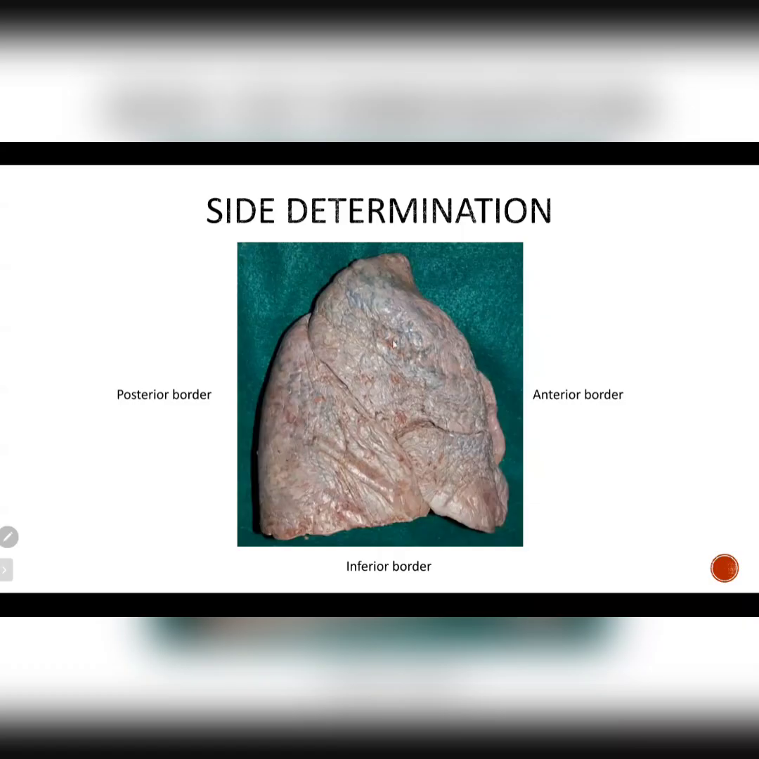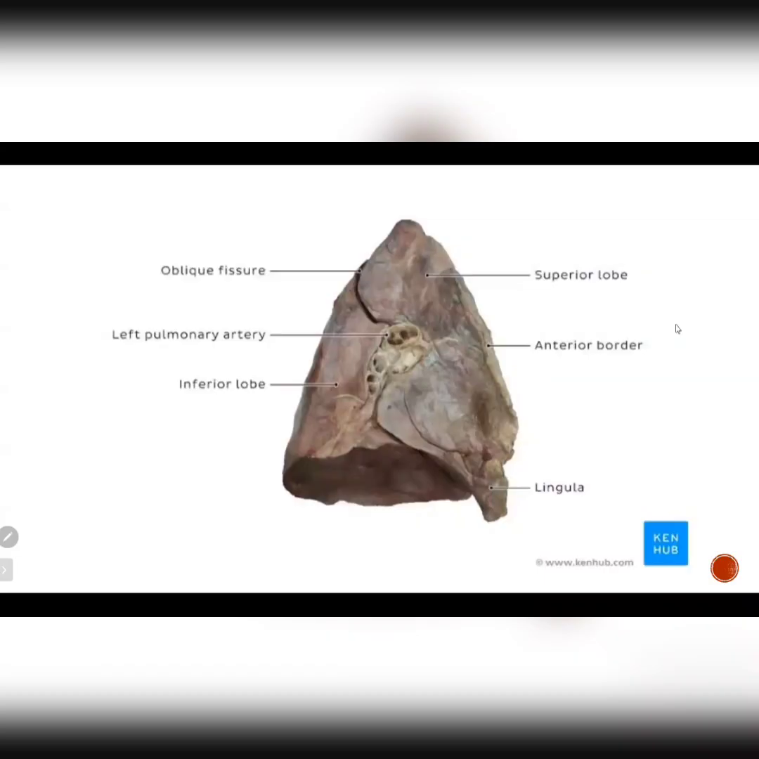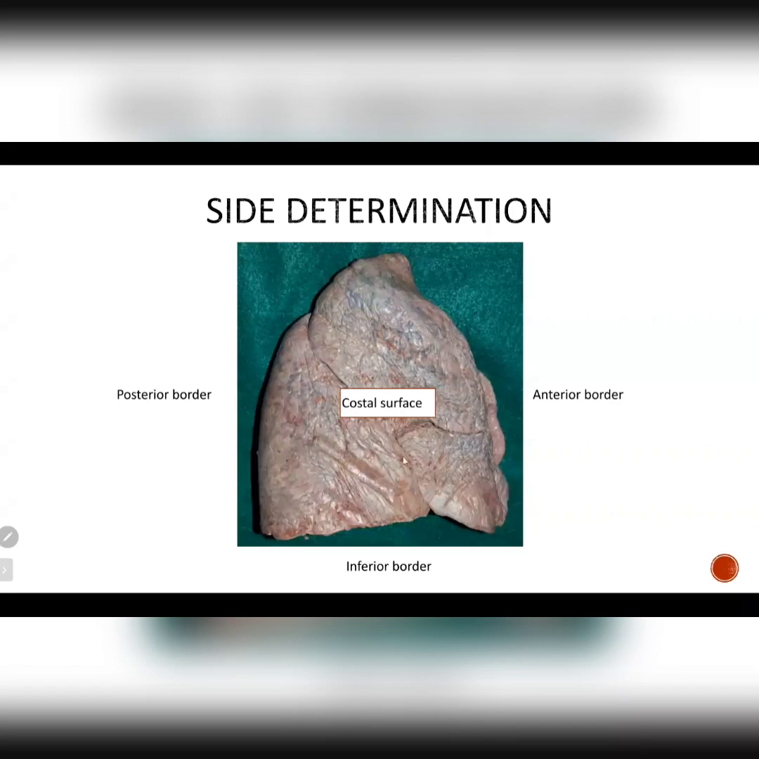Now look at this surface of the lung, the external surface. Can you see some impressions there? You can see some impressions here on the external surface, or the costal surface, of the lung: the rib impressions. So using these features, you can identify the side of the lung.